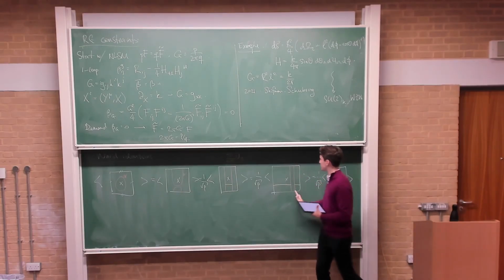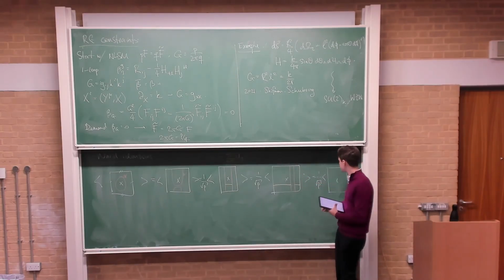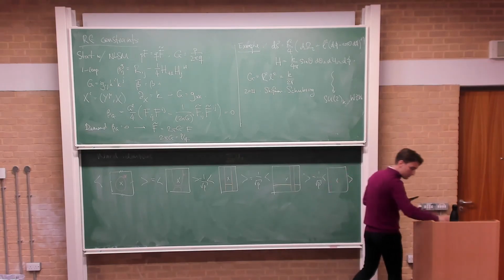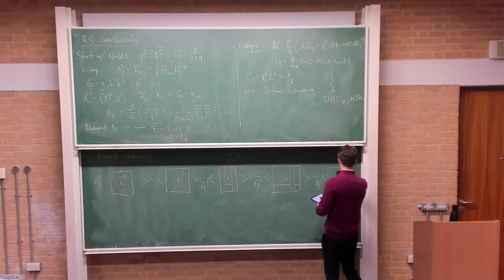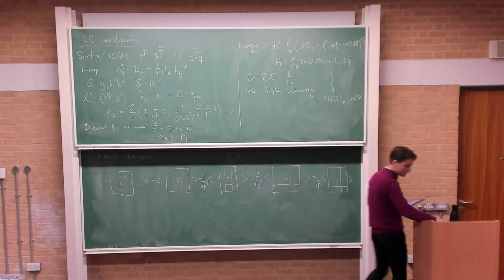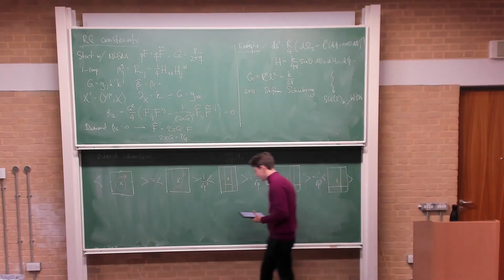And finally, I have these two non-invertible lines. I can fuse them together. And all I end up with, in the right color, is this configuration. Okay.